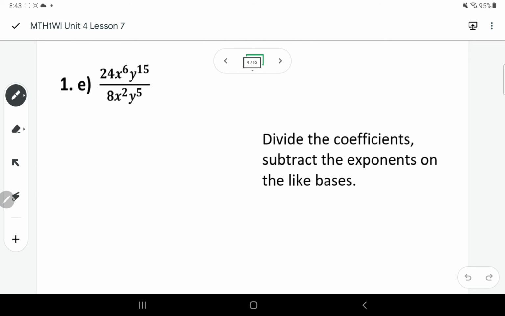And very similar for division. If you want to pause this and give it a try yourselves, and then unpause when you're ready to check your answer.